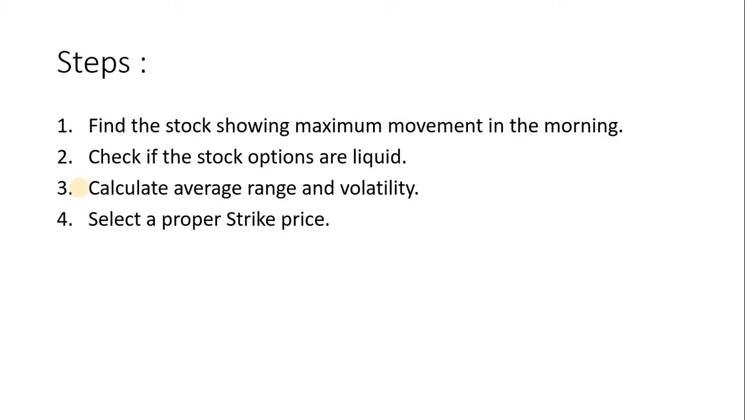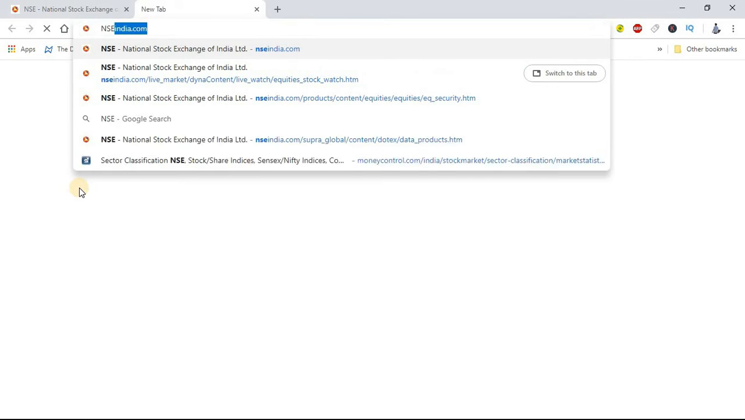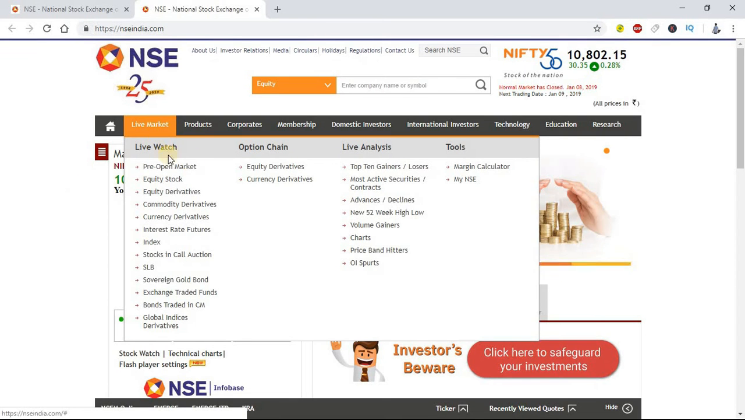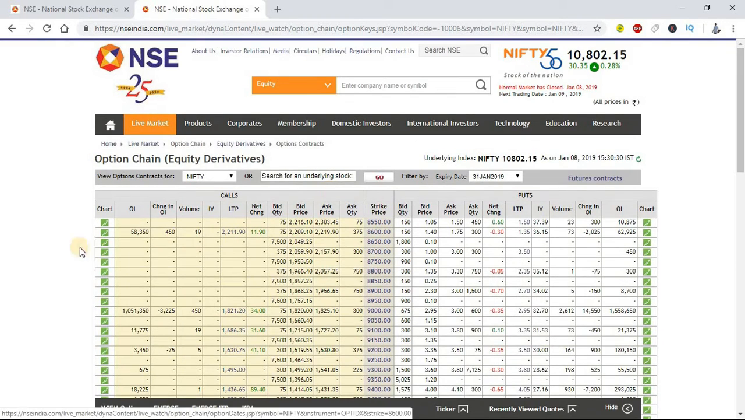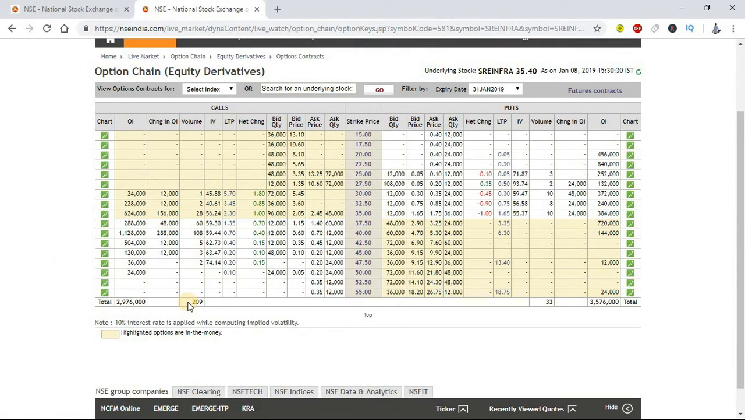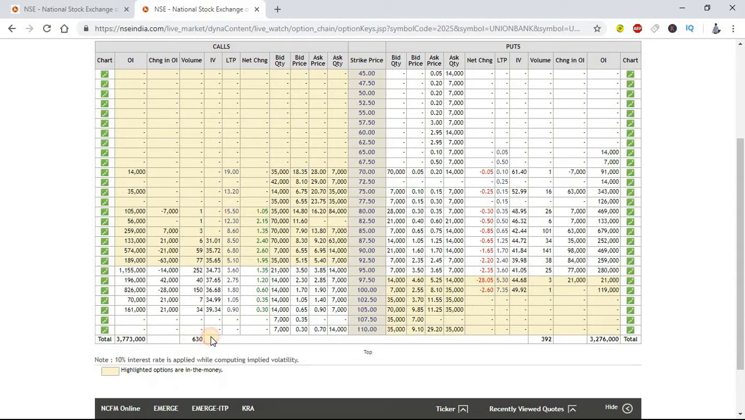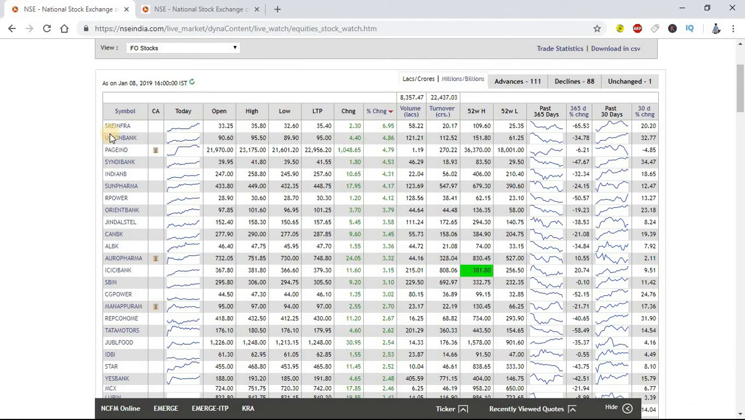The second step is to check if the stock options are liquid. How can you check this? Again, go to nseindia.com, hover over live markets and click on equity derivatives under option chain. You'll find the list of the options over here. Let's first search SRF Infra. As you can see, the total volume in SRF Infra is 209 on the call side. For me, 209 is a low volume. Let's see Union Bank. Union Bank has a volume of 630, which is a good volume, and the options in the stock are liquid too. I'll choose Union Bank over here.